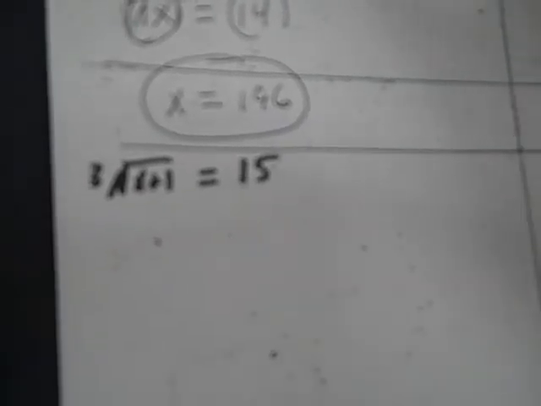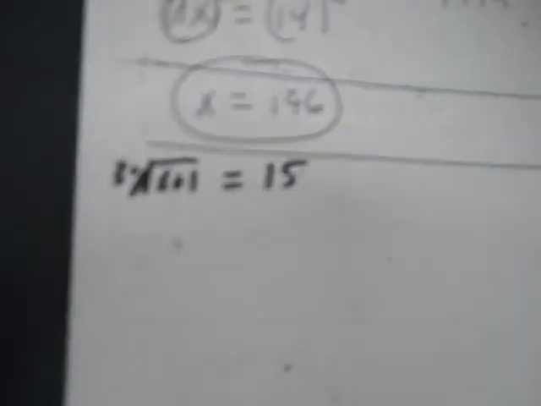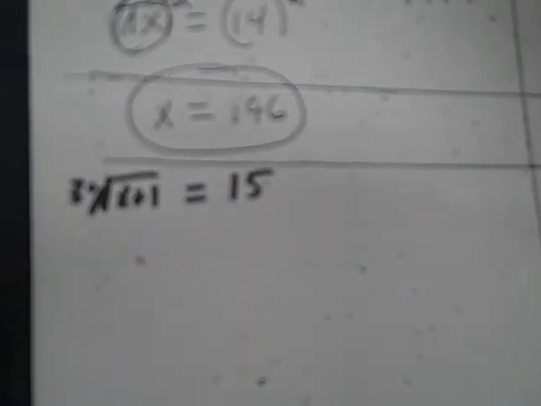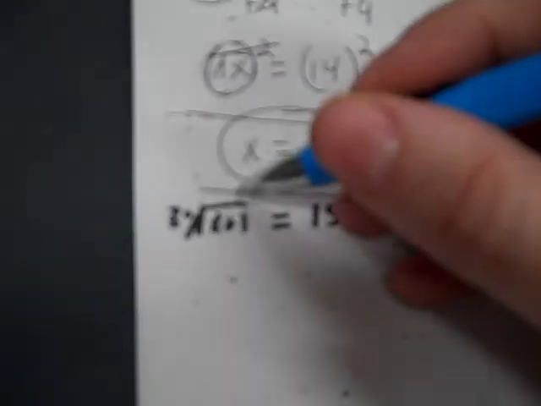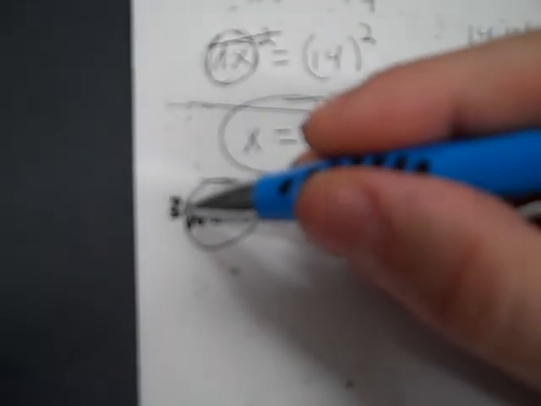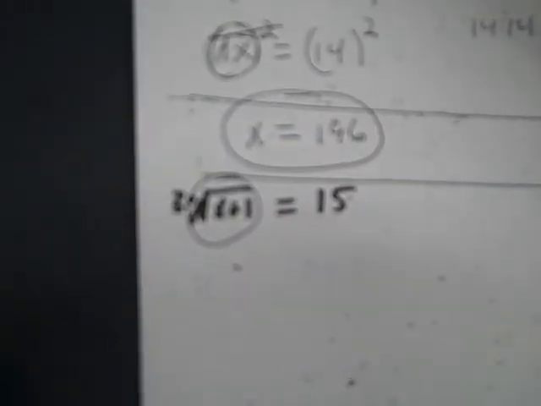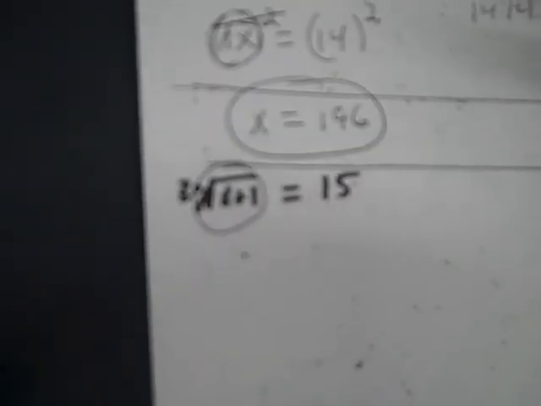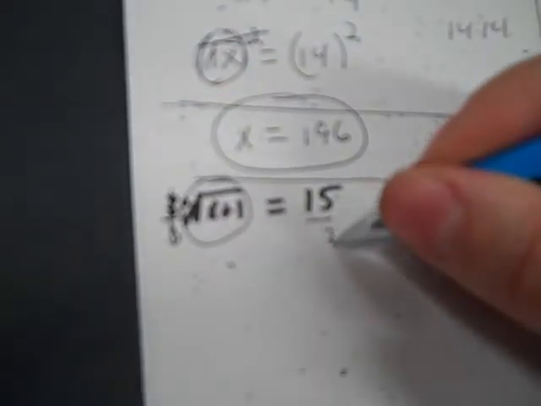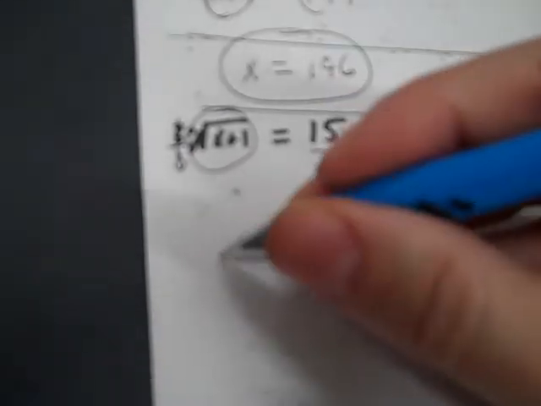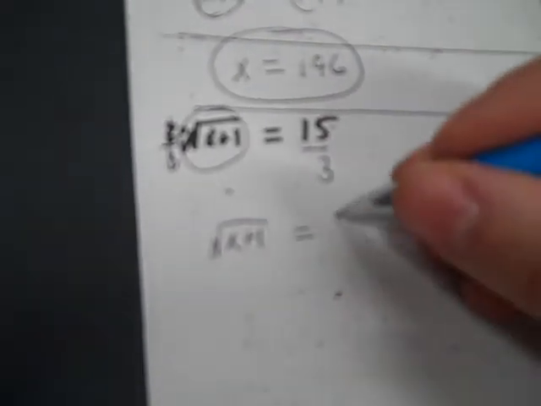All right, next problem. 3 times, that means 3 times the square root of x plus 1 equals 15. All right, so I'm going to circle my square root, but I have this 3 as a multiplying number, so the opposite, what's the opposite of multiply? It's to divide, so we need to divide by 3 and divide by 3. So I have the square root of x plus 1, and then 15 divided by 3 is 5.